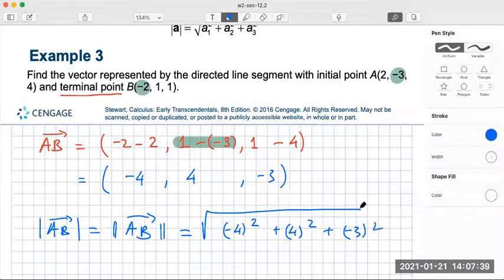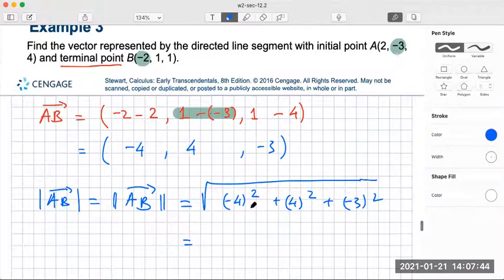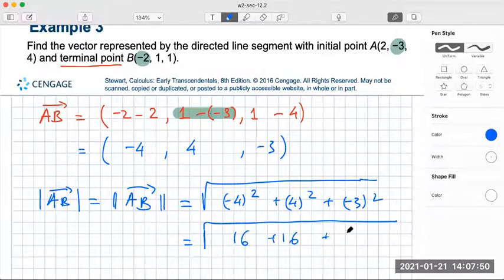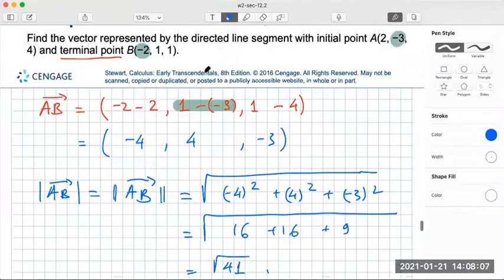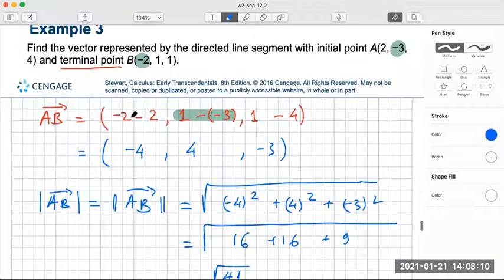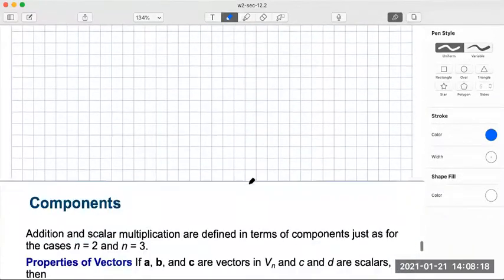Okay. So it will be 16 plus 16, right? Plus 9. It will be 32 here plus 9 will be 41. Okay, that's it. We can stop here with this value. Or it is also the same as -2 minus 2 squared, and so on. It's not difficult, so let us move on.